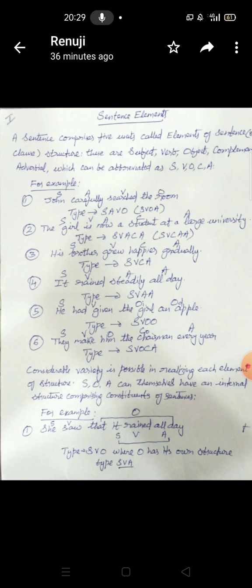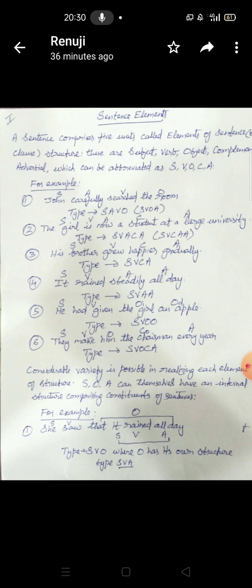So "that it rained all day" is a clause in place of the object. So this object has its own internal structure with a subject, verb, and adverbial. As you can see, we said that there can be variety. So this type is SVO, where O has its own structure. O has a clause. Before this, in the examples that we did, O just had a word, a noun phrase, but here it has a clause with its own internal structure.